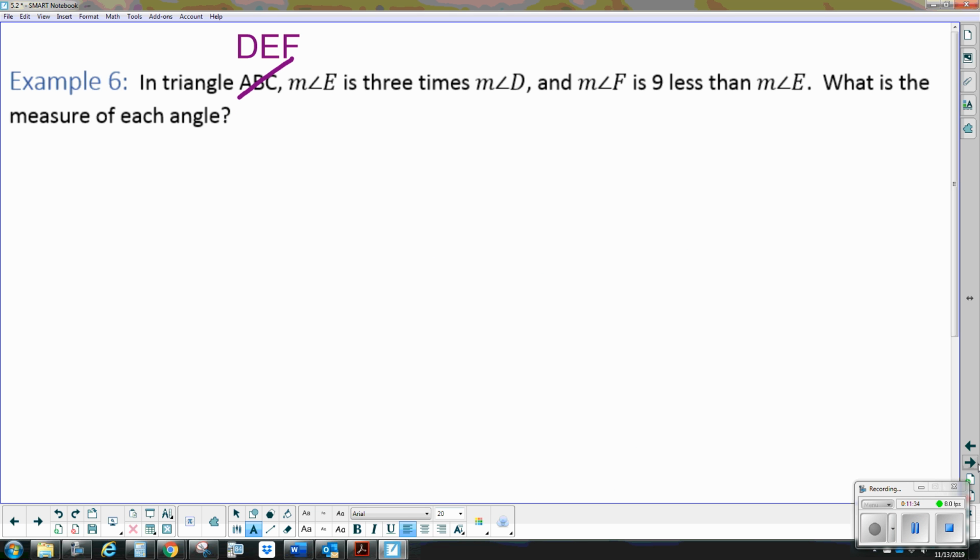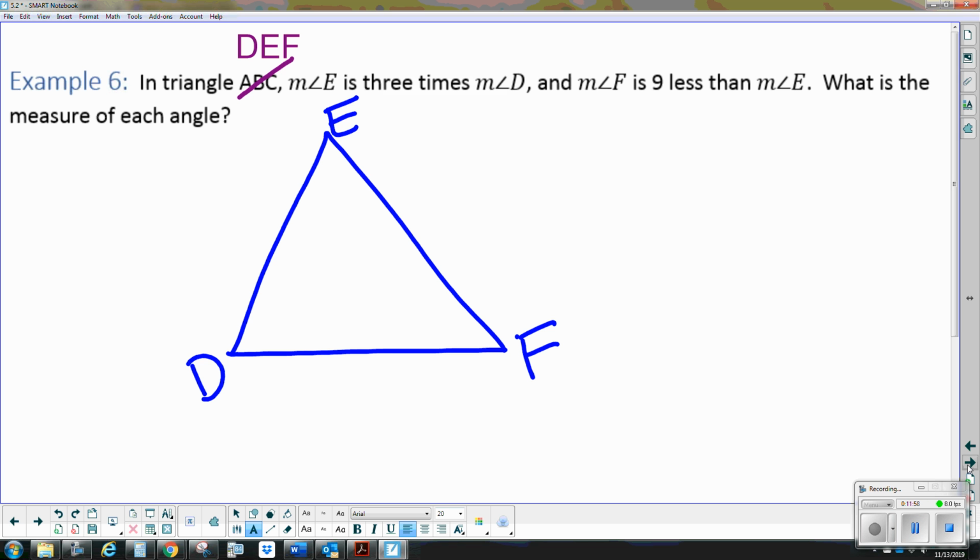All right, in this last example, in your notes it says triangle ABC, but it should say triangle DEF. So in triangle DEF, the measure of angle E is 3 times the measure of angle D, and the measure of angle F is 9 less than the measure of angle E. We need to find the measure of each angle in the triangle. The very first thing you should always do is draw a diagram.